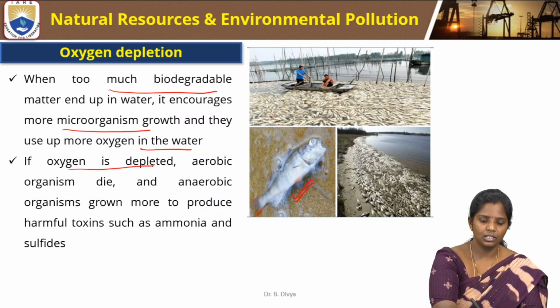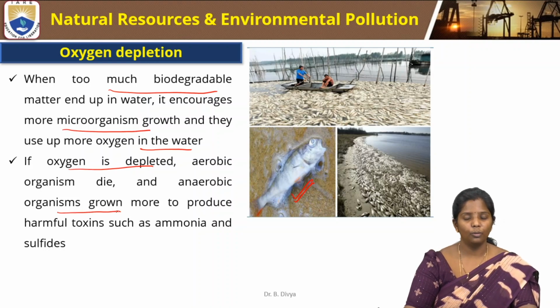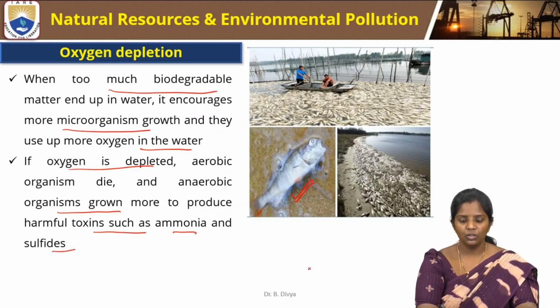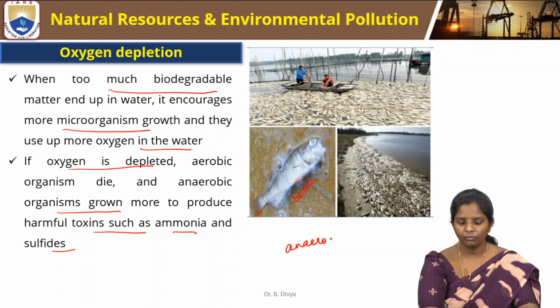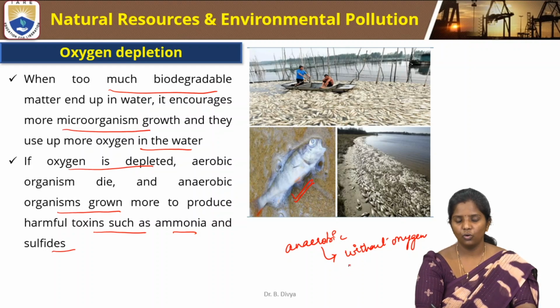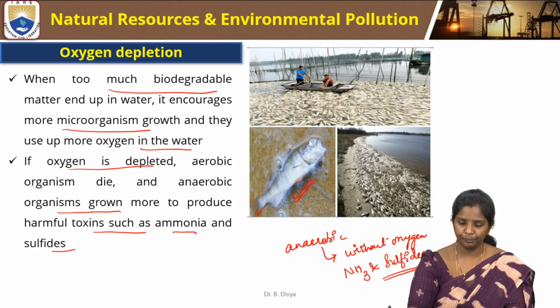If oxygen is depleted, aerobic organisms die and anaerobic organisms grow more and more to produce harmful toxins like ammonia and sulfides. Anaerobic means without air, so without oxygen. It doesn't require oxygen to grow, so anaerobic organisms grow tremendously and produce ammonia and sulfides. So these are very harmful to any living organisms.